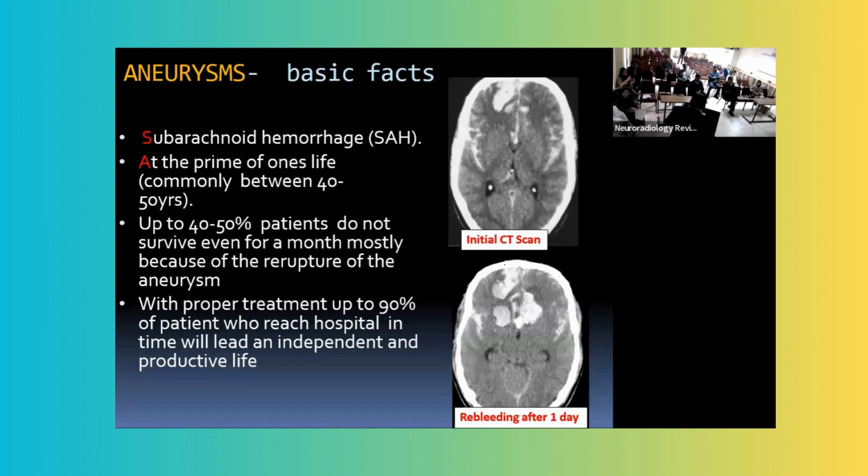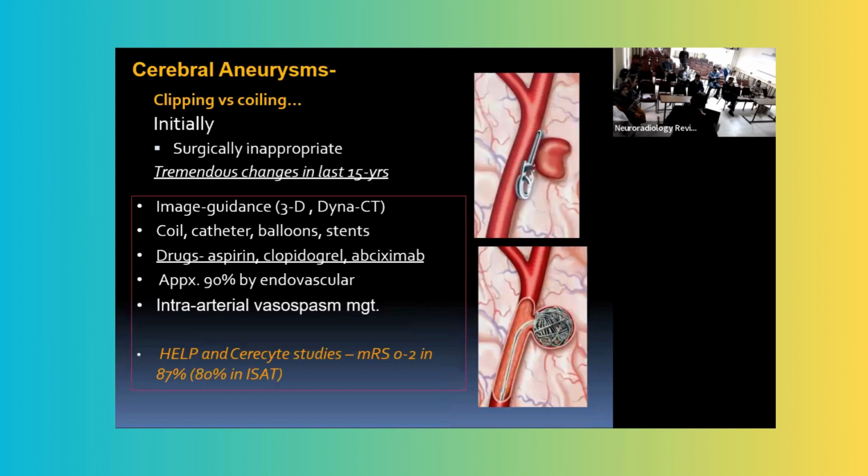Initially we're starting with the aneurysms, leading to subarachnoid hemorrhage, most common at the ages of 40 to 50 years. With proper endovascular treatment, patients can lead an independent and productive life. Initially, clipping was used, and still clipping is a major treatment of cerebral aneurysms. Endovascular intervention has evolved greatly regarding the coiling of aneurysms. Again, there are multiple techniques, and I will just give a brief introduction to them.